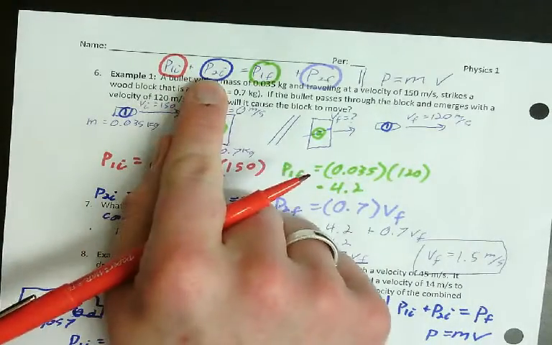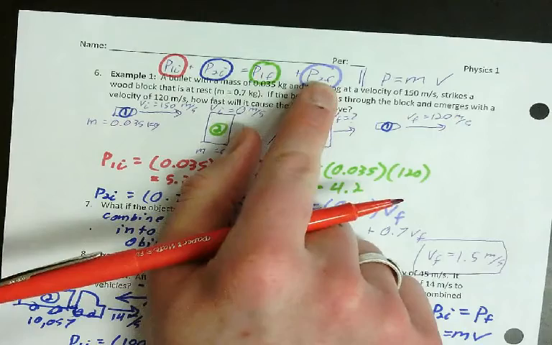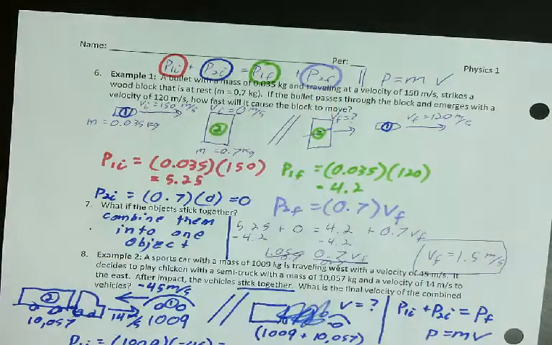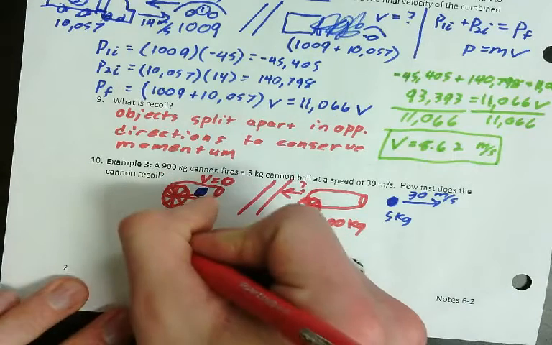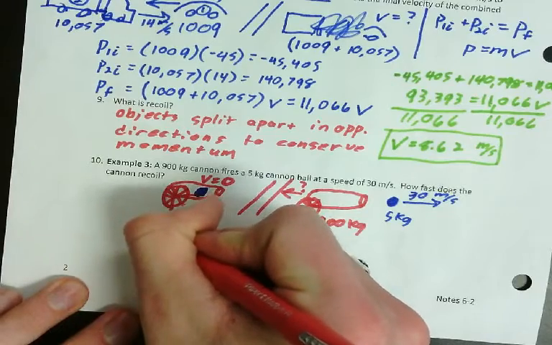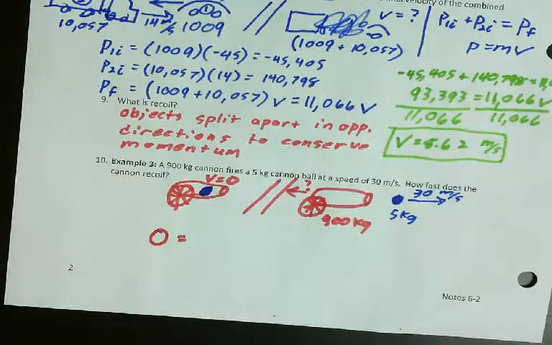Okay, same equation: P1I plus P2I equals P1F plus P2F. But what is the momentum before anything happens? The momentum before anything happens is 0, because they're not moving.